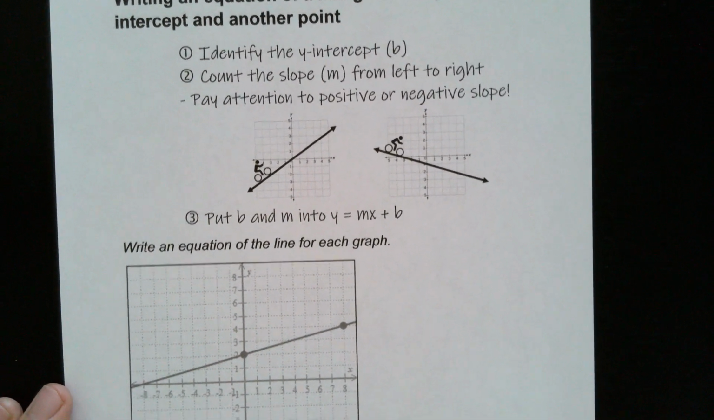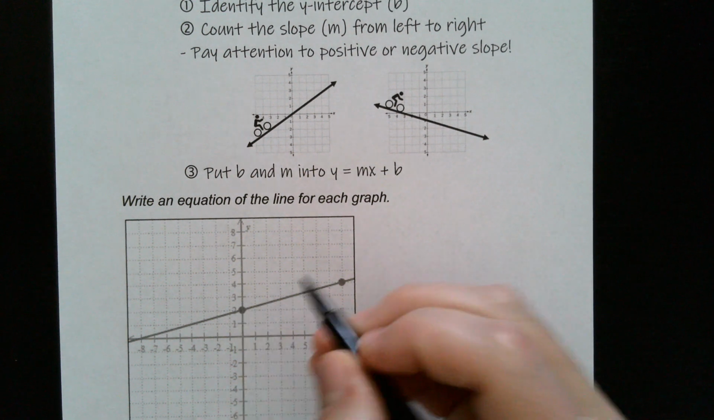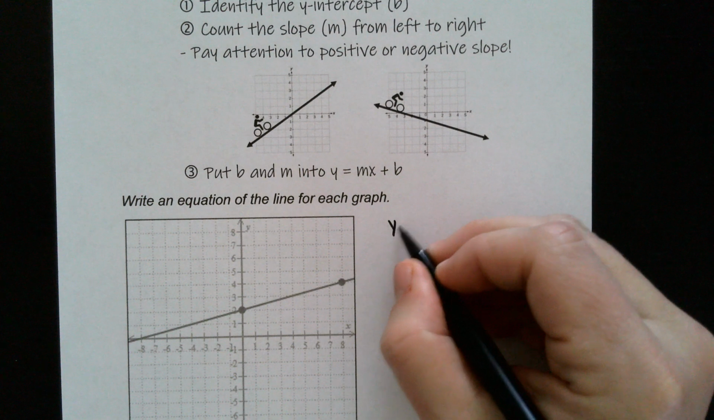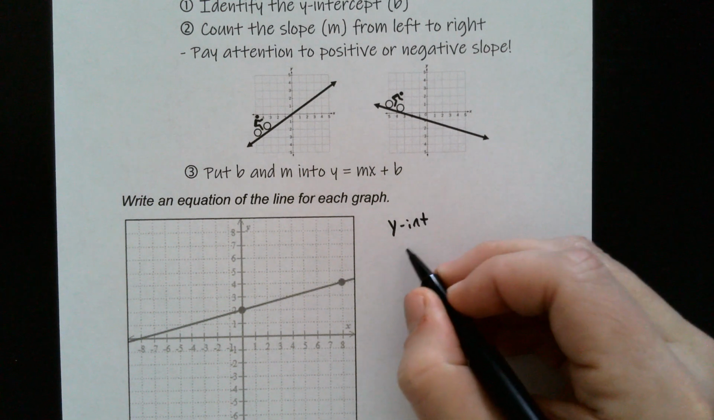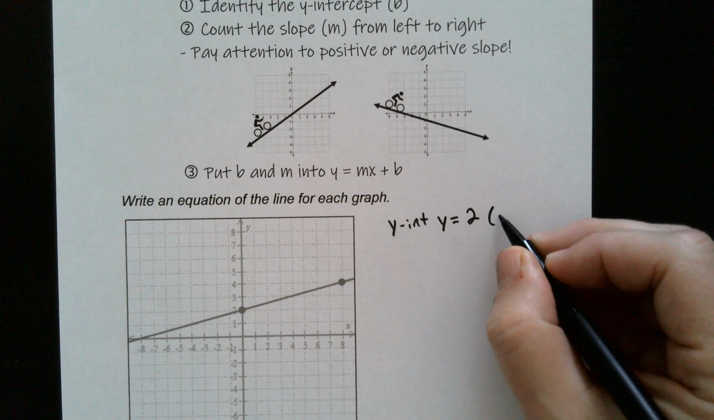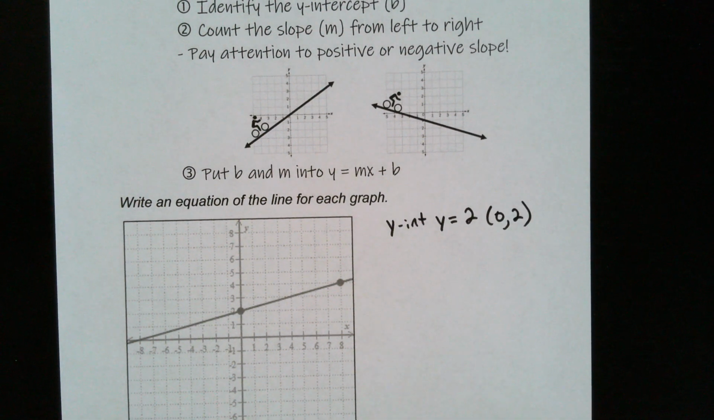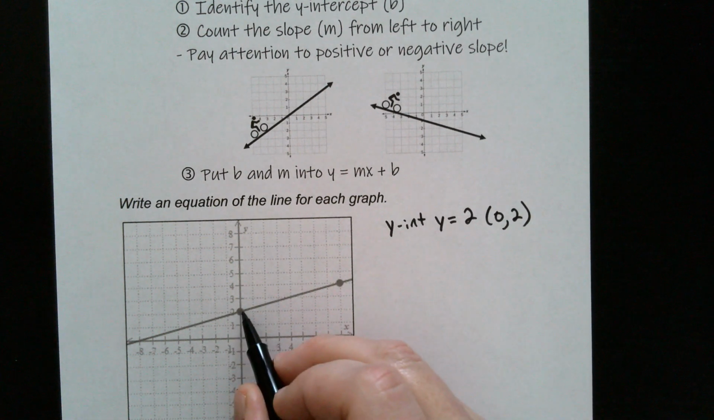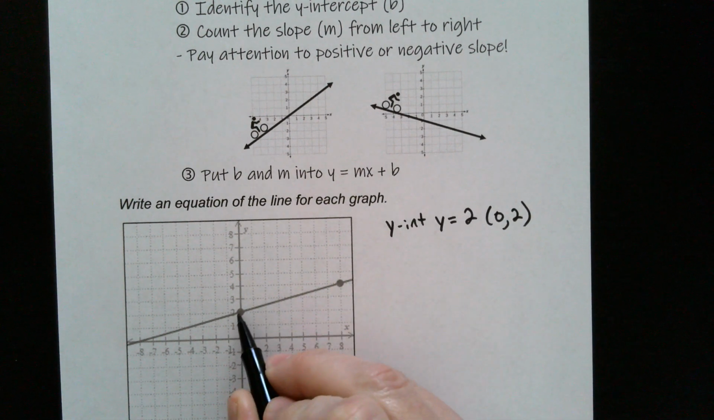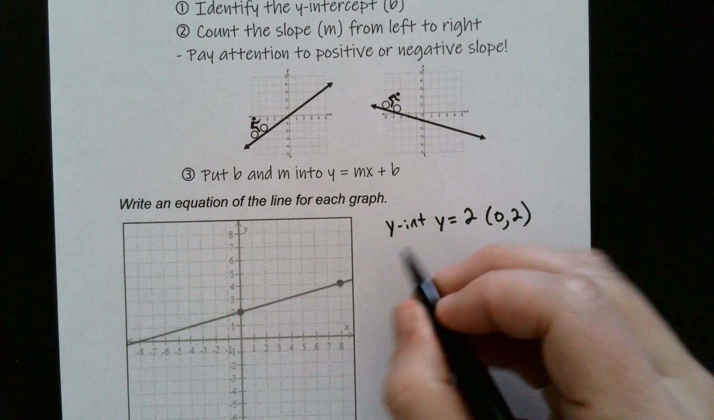Okay, so let's look at this first one. So we need to know first where across the y-axis, the y-intercept, that's right there at 2. So your y-intercept is at y equals 2, or you could write it as the point (0, 2). Okay, and then our slope we need to count. So let's see, we have these 2 points here. It goes up 2, so rise of 2.